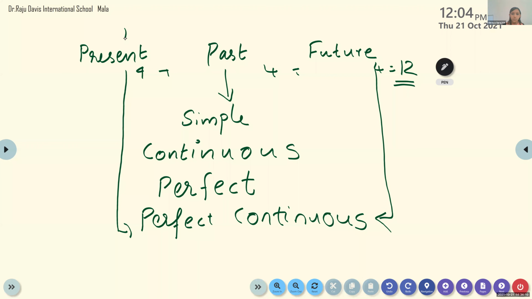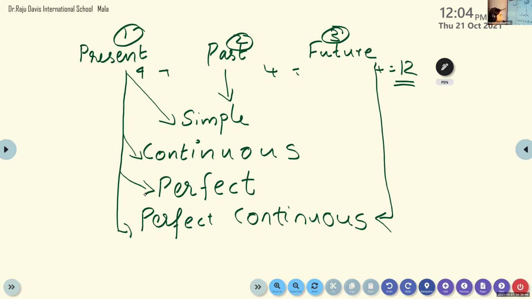You have 1, 2, 3. You have three tenses: present tense, past tense, future tense. You have three tenses and you have 12 tense forms. You can call present simple or simple present tense. You can use present continuous tense. You can say present perfect tense. You can use present perfect continuous tense. And simple past, past continuous, past perfect, past perfect continuous.